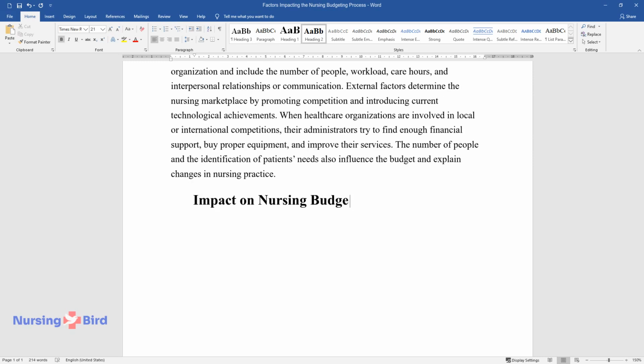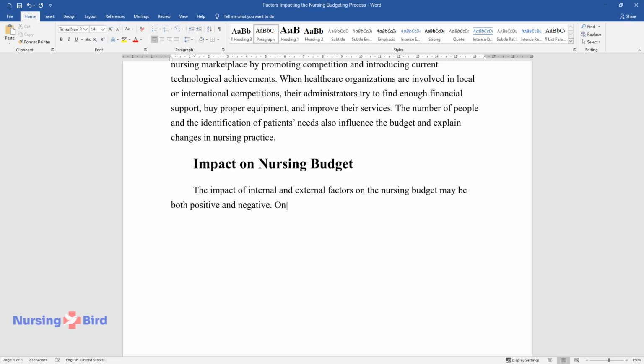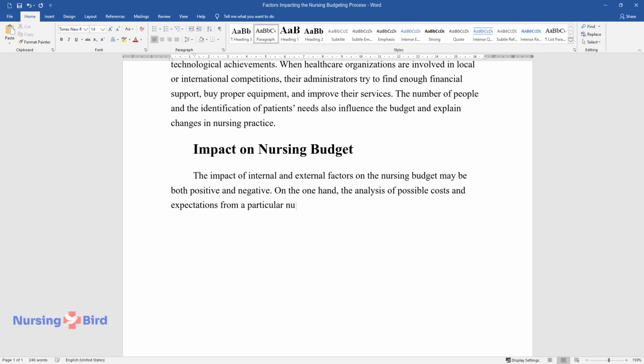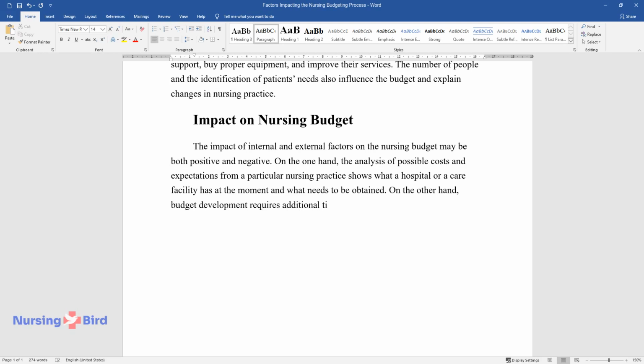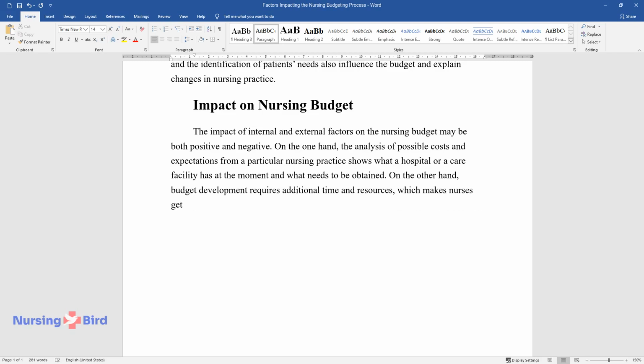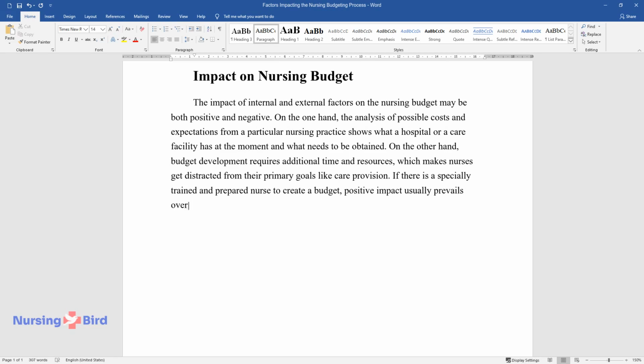Impact on nursing budget. The impact of internal and external factors on the nursing budget may be both positive and negative. On the one hand, the analysis of possible costs and expectations from a particular nursing practice shows what a hospital or a care facility has at the moment and what needs to be obtained. On the other hand, budget development requires additional time and resources, which makes nurses get distracted from their primary goals like care provision. If there is a specially trained and prepared nurse to create a budget, positive impact usually prevails over negative outcomes.